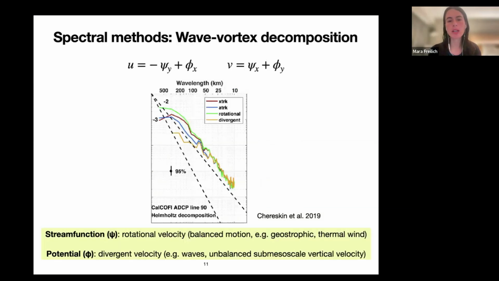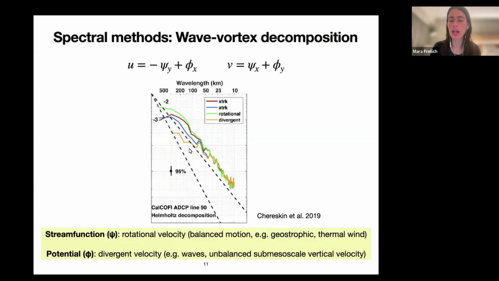And so to better understand the dynamics, one of the methods that's rapidly become fairly established is to do a wave vortex decomposition. And so that's to take the velocity and decompose it into a stream function and a velocity potential. And so normally you would need 2D observations to do this. But Oliver Buehler and co-authors have developed a spectral method to do this, where you can decompose the spectrum into a stream function and a velocity potential.